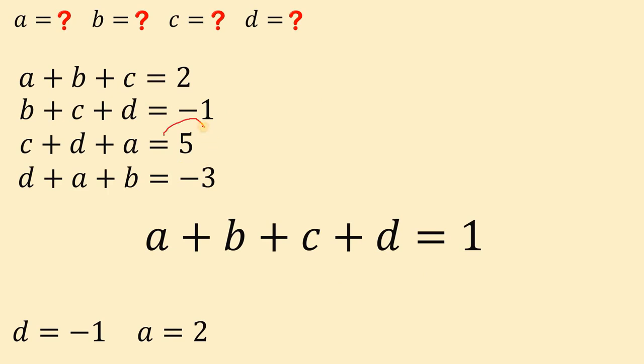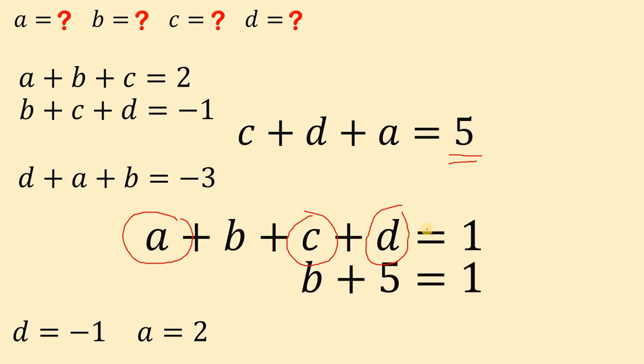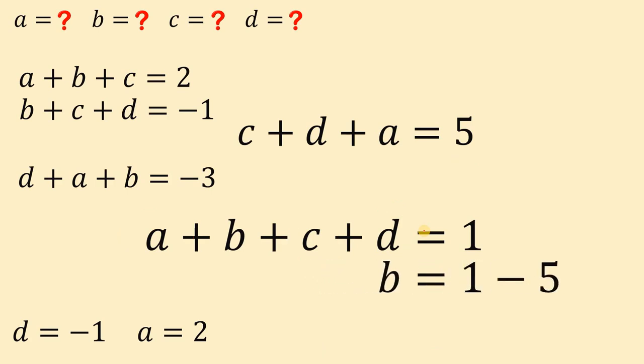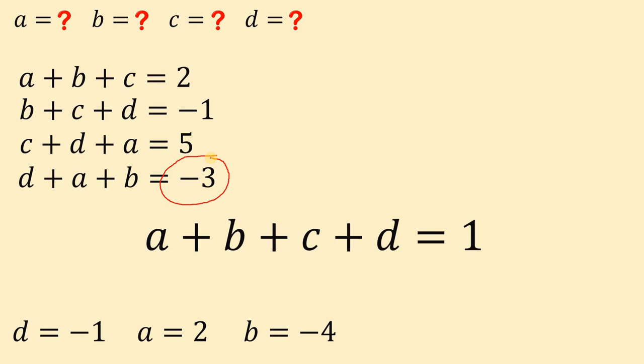Now let's use the third equation that says that C plus D plus A equals 5. In the resulting equation, we have here C plus D plus A, so we can replace this by 5. So the resulting equation now becomes B plus 5 equals 1. Now we can solve for the value of B. Just subtract 5 on both sides. So B must be equal to 1 minus 5, and 1 minus 5 will give us -4. So we have the value of B. We have -4.